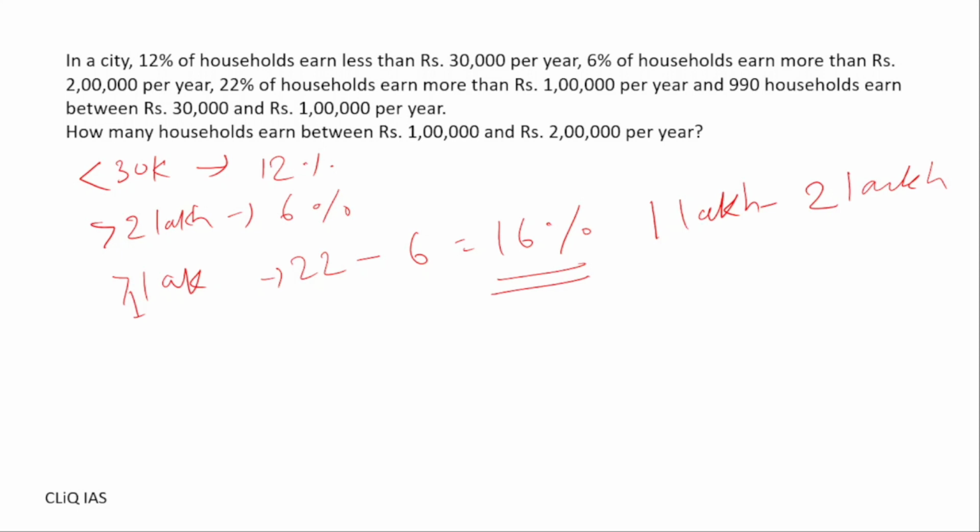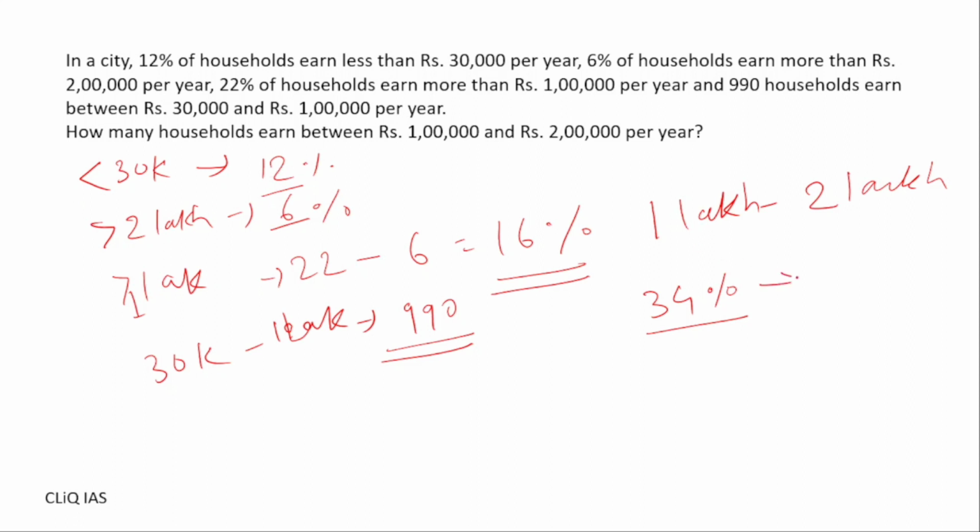The data is given for those who earn less than 30k, or above 1 lakh, or above 2 lakh. Okay, then it says that 990 households earn between 30k and 1 lakh per year. So for those who earn between 30k to 1 lakh, the percentage value is not given, but it is given as 990. Okay, so let's add them. It's 12% and 6%. 12 and 6, 18, and 16, 34%. So 34% people earn either less than 30k or above 1 lakh.